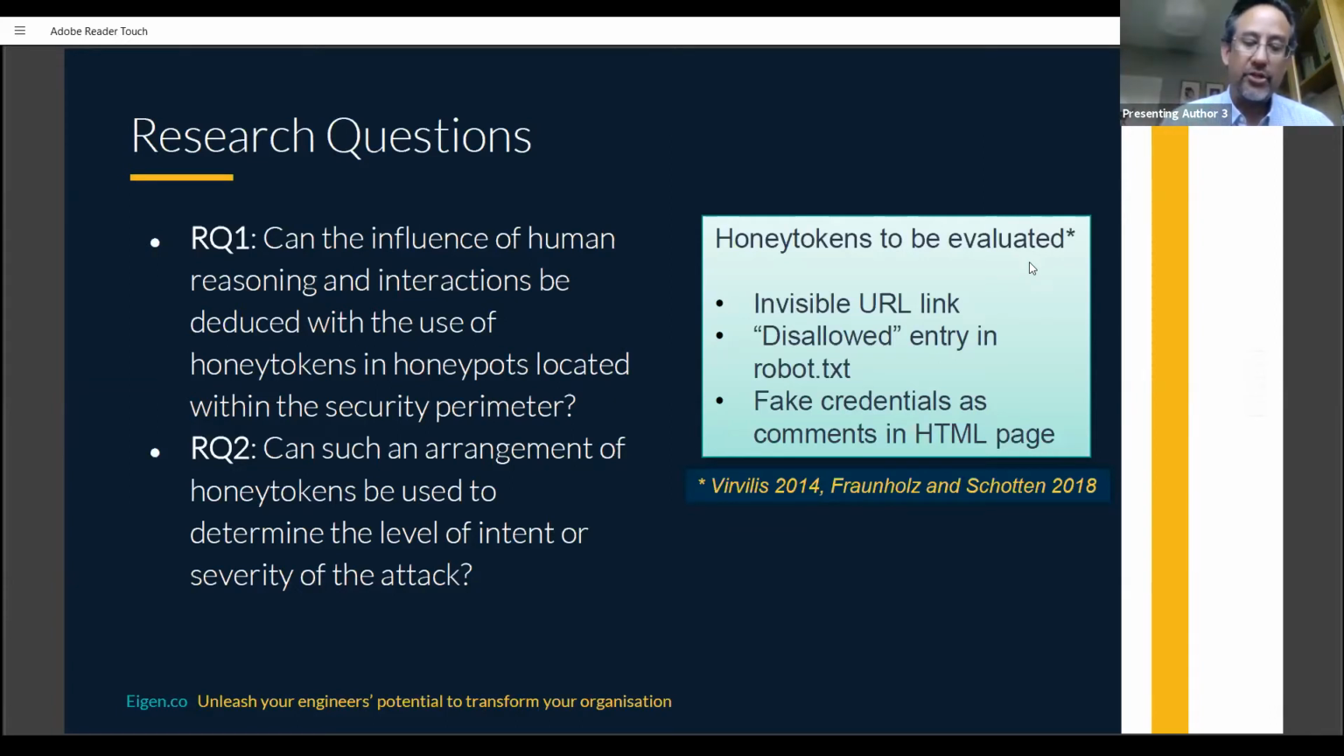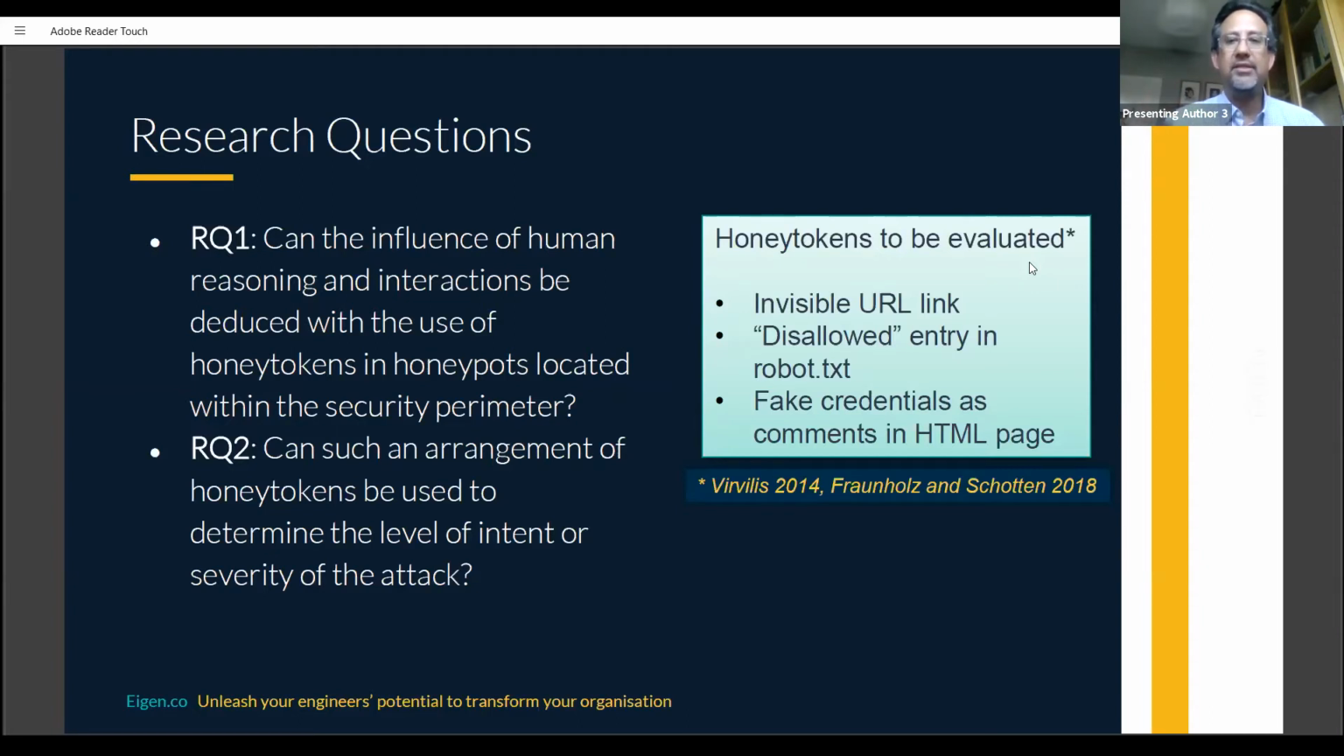And question 2, can such an arrangement of honey tokens be used to determine the level of intent or severity of the attack? So in summary, we're trying to infer human reasoning and develop the level of intent or commitment to breaching further. Here, intent is just to be understood in the standard dictionary sense as determined to do something. A higher intent will imply a higher severity. Why? Because it implies I'm determined to take all the actions to breach your system, to exfiltrate data or any other malicious objective.